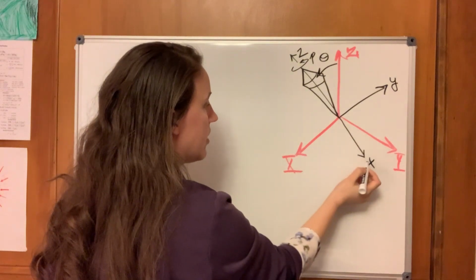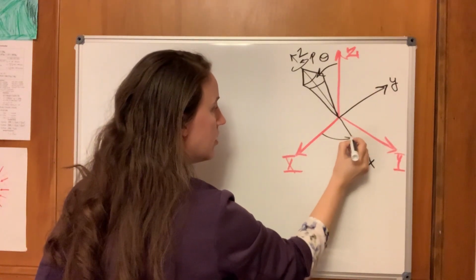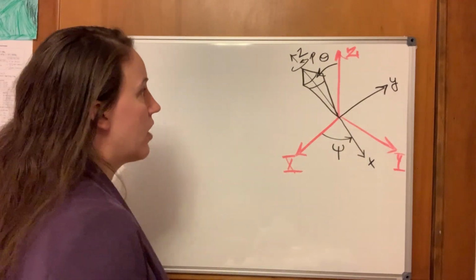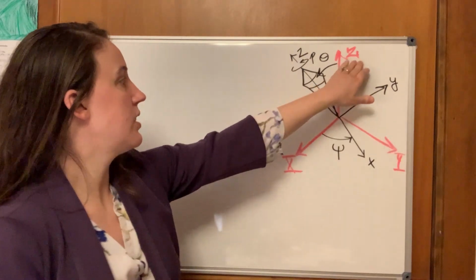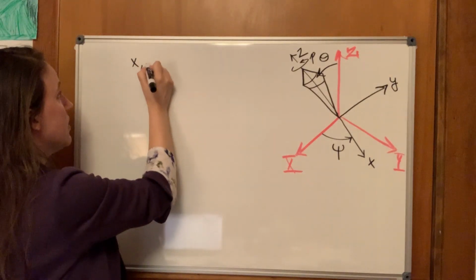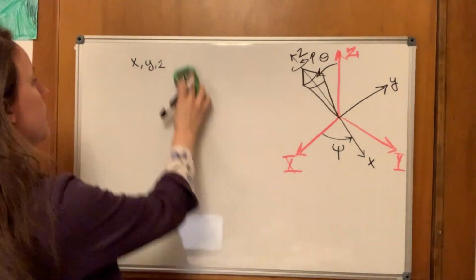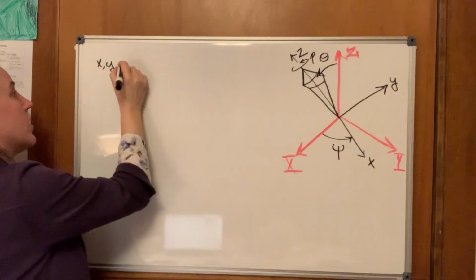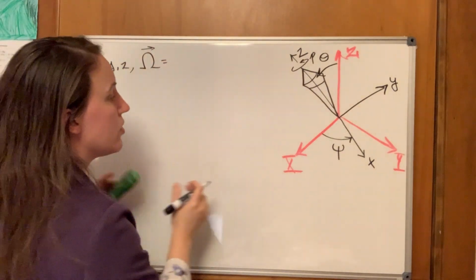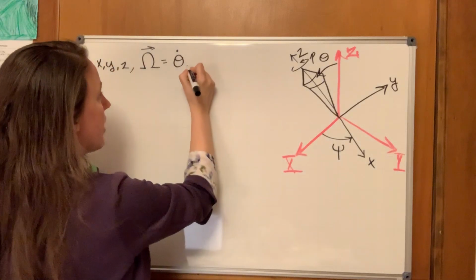Then the angle that this x is away from the fixed x is going to be moving around, and we describe where this is relative to the fixed axis by some angle psi. Now, when we think about these axes, x, y, z in pink is fixed, and in black we have our x, y, z, which rotates with big omega. That is going to be equal to theta dot, and if this was changing, that would be in the x direction.